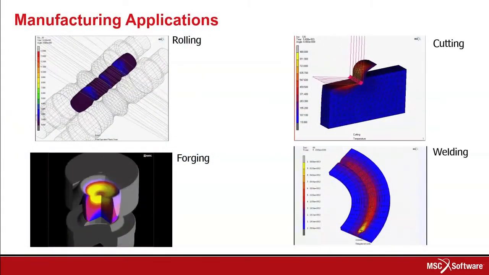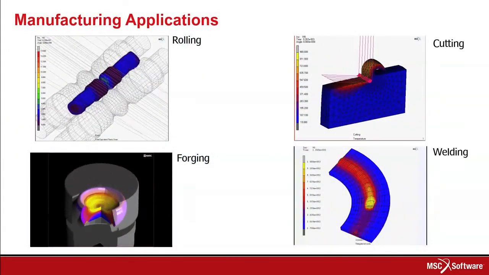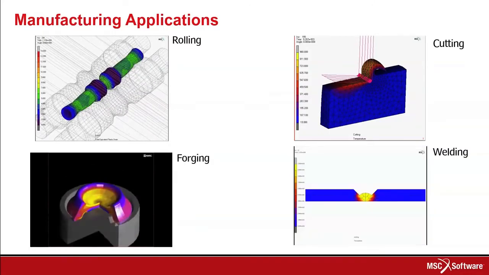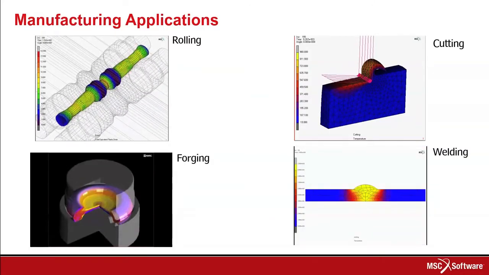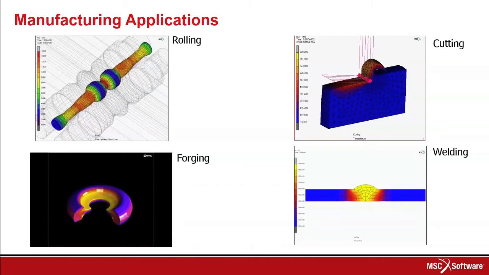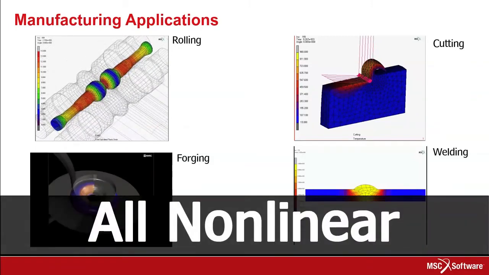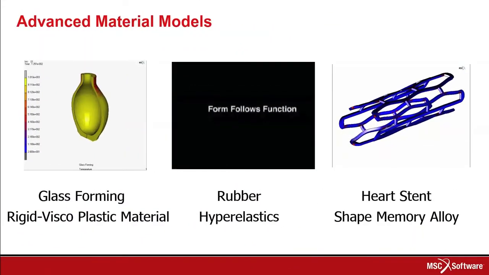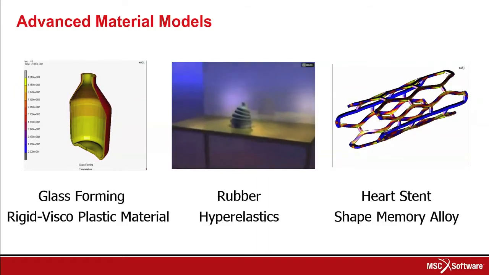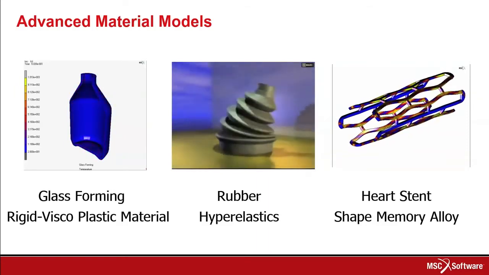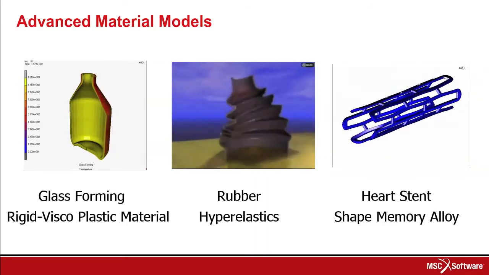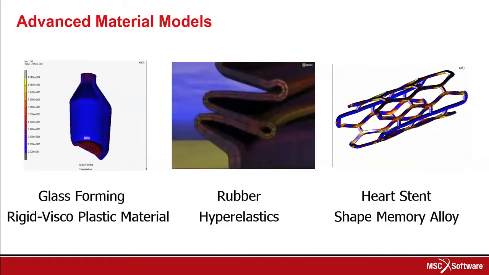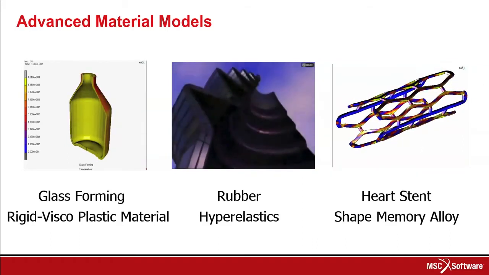Beyond product design, nonlinear issues often pop up on the manufacturing side of the house too. Forging, rolling, cutting, welding, all of these are highly nonlinear. Exotic glasses, rubbers, and shape memory alloys pose another challenge. Their material characteristics are quite complex and require far more capability than you'll find in basic FEA solvers.